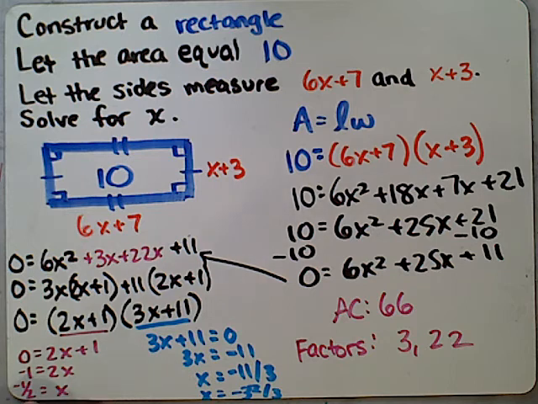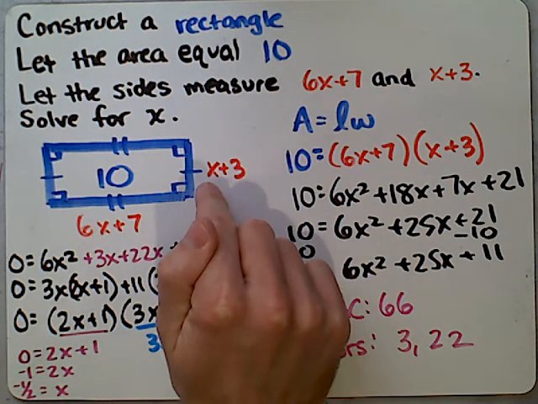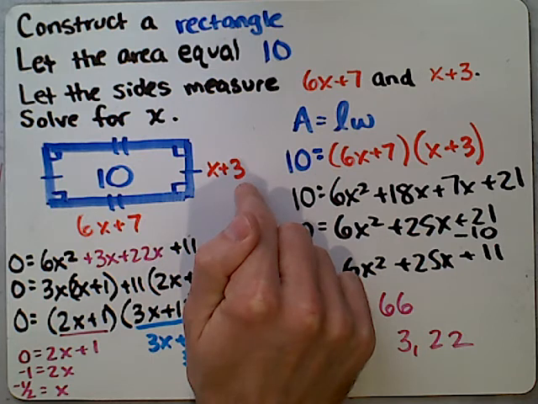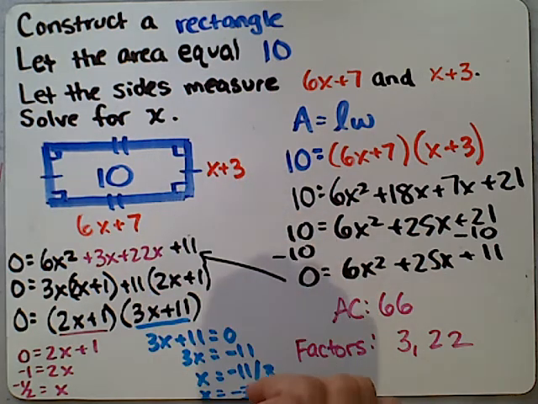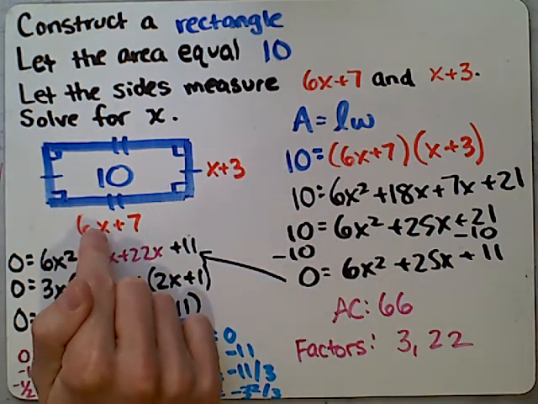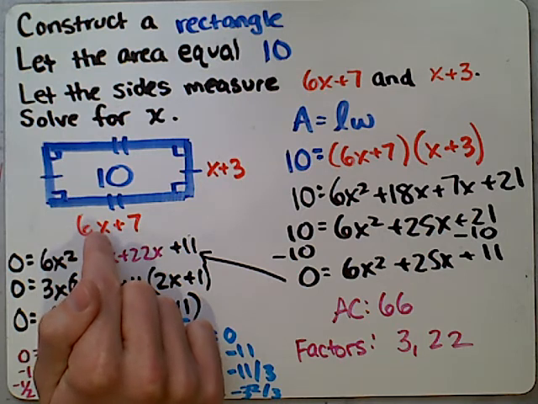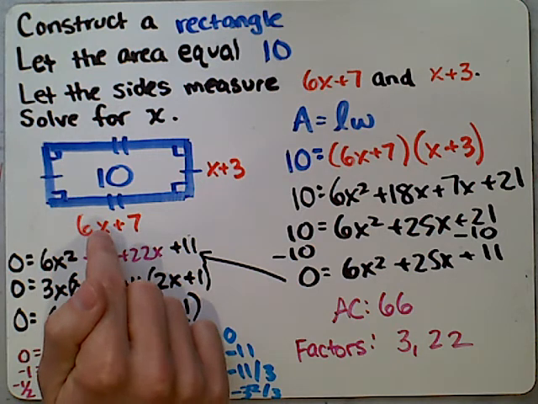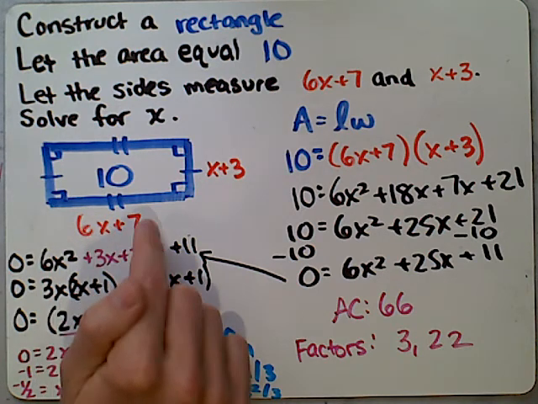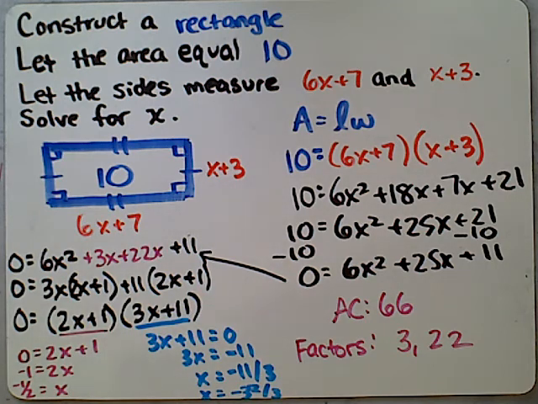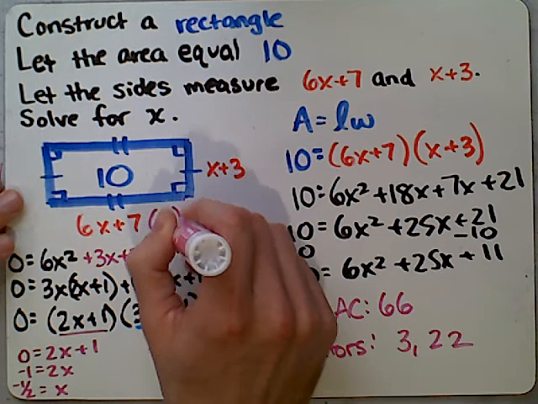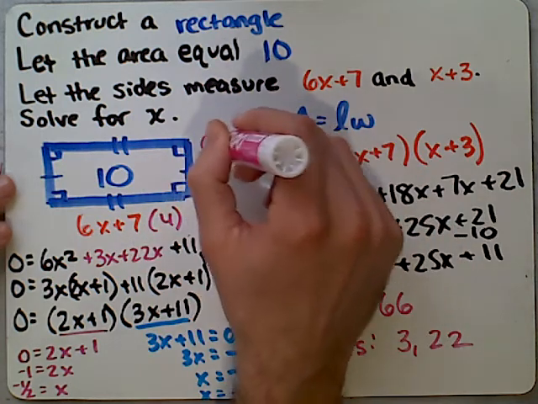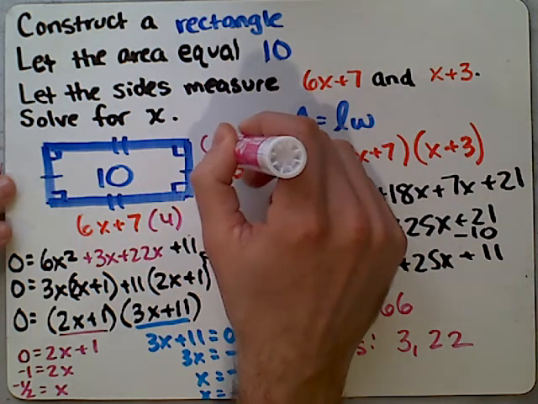So if we take negative 1/2 and substitute that one back in, we would get negative 1/2 plus 3, or 2.5 as this side measure. Negative 1/2 substituted over here would give us 6 times negative 1/2, that's negative 3. Negative 3 plus 7 would give us 4 as our side measure there. So substituting this negative 1/2 gives us a positive 4. And as we mentioned before, a 2.5 over here.